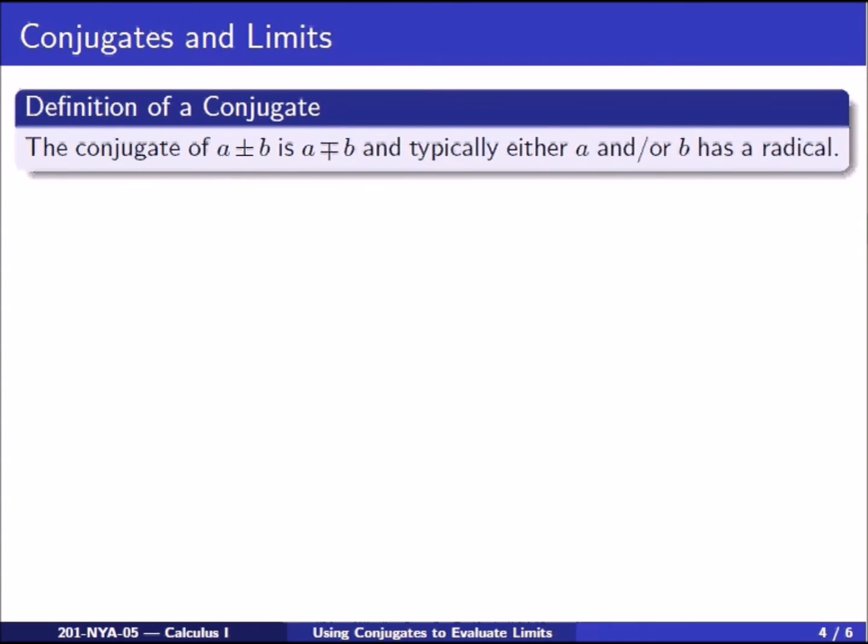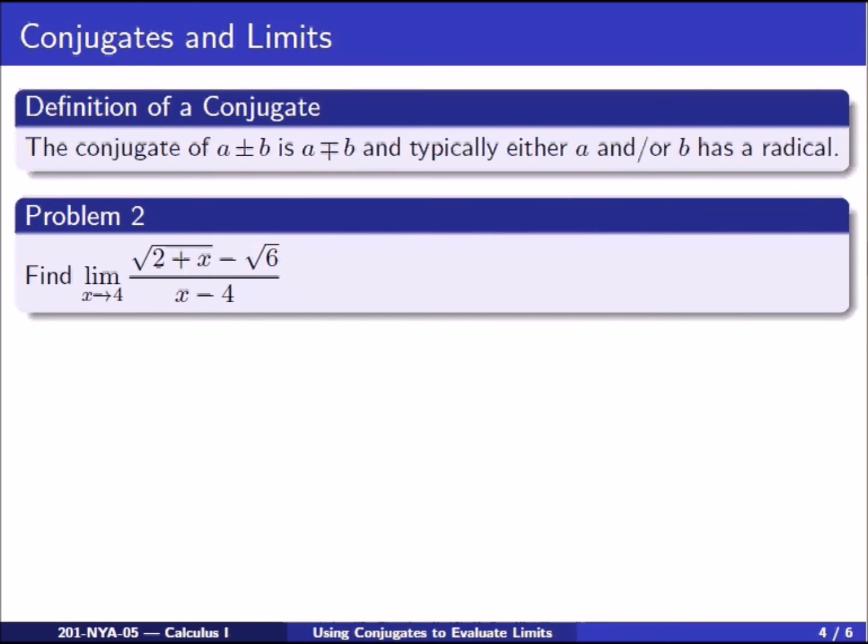So in general, we call the conjugate of an expression of the type a plus b or a minus b the companion expression a minus b or a plus b. That is, the sign of the expression is changed. So if I had a plus at the beginning, the conjugate has a minus, and if I had a minus, the conjugate expression has a plus sign. In general, we use conjugates whenever a or b has a radical.